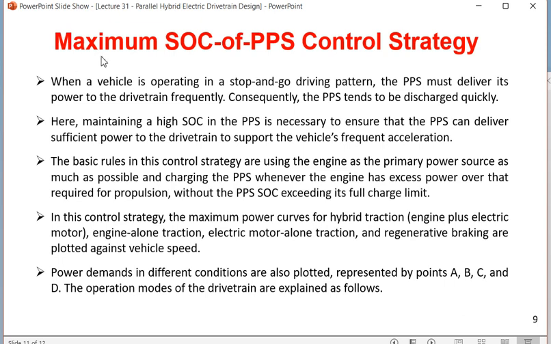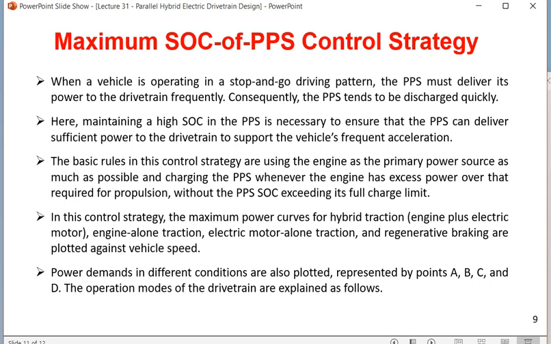So in this parallel hybrid control strategy with torque coupling, the maximum power curves for hybrid traction, meaning electric plus engine, engine alone traction, electric motor alone traction, and regenerative braking, are all plotted against vehicle speed. So there are mainly 4 graphs. Number 1 is hybrid traction, that means source 1 and source 2 together, with vehicle speed.